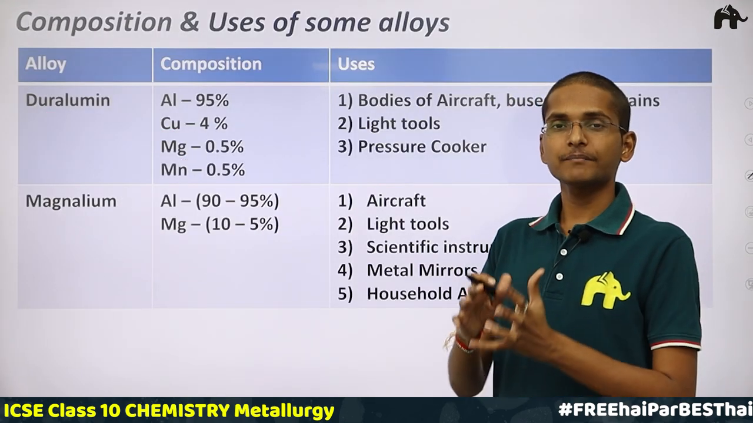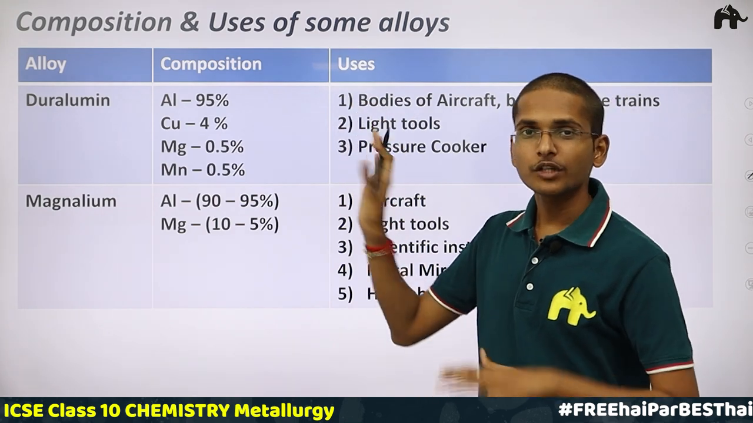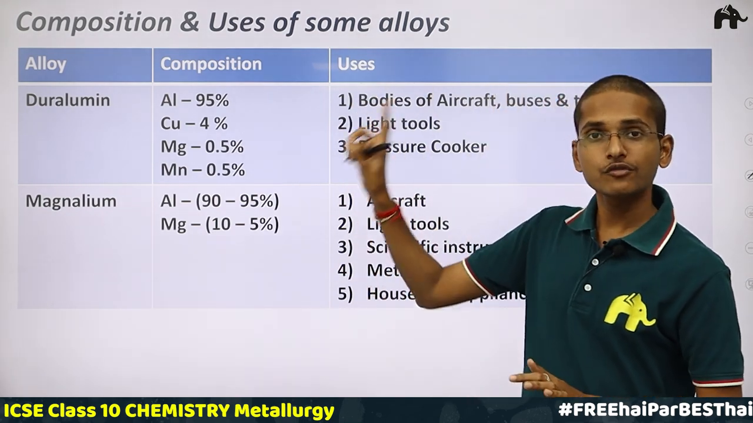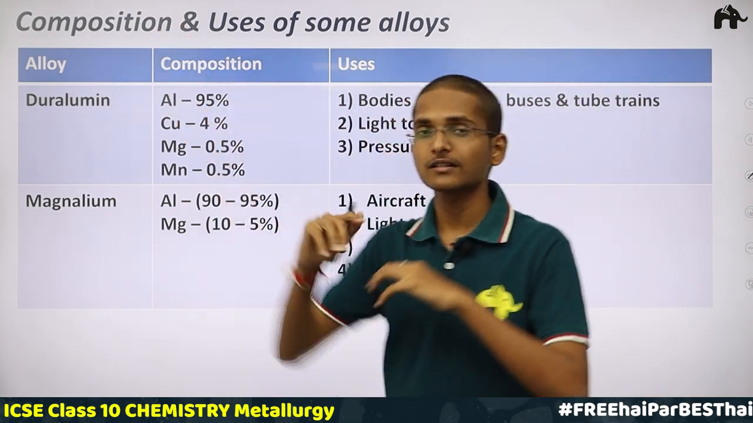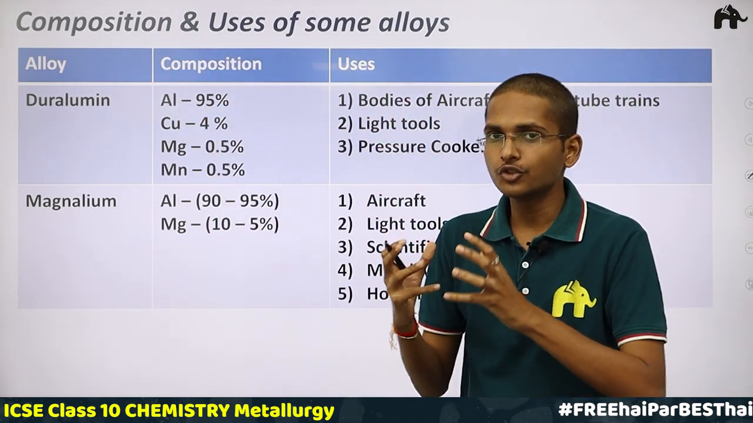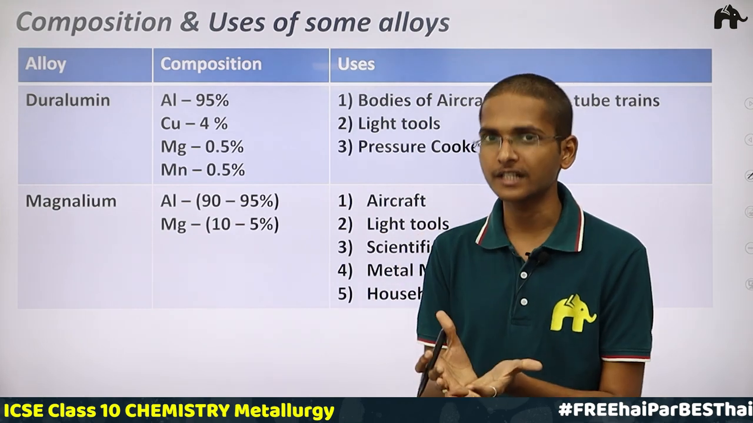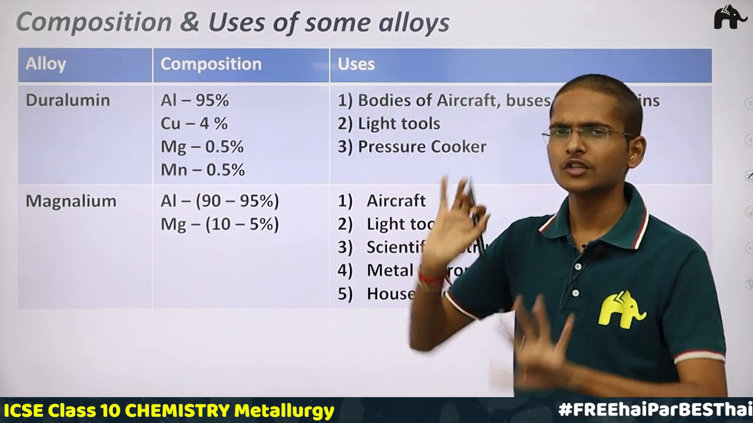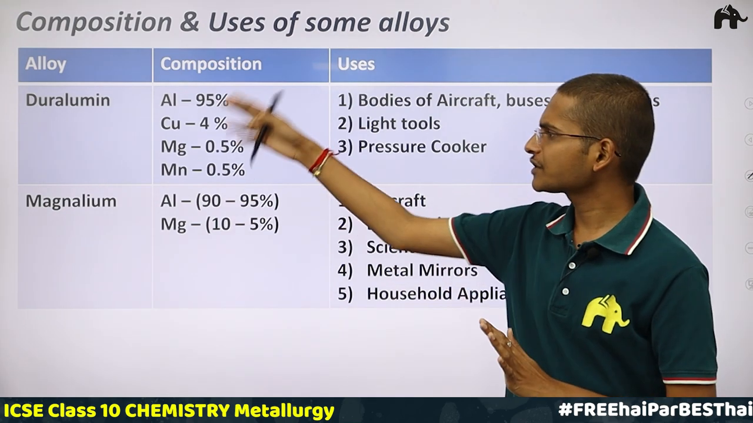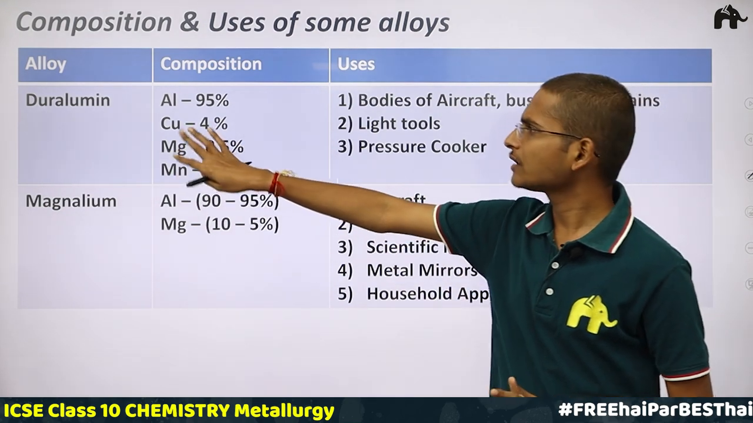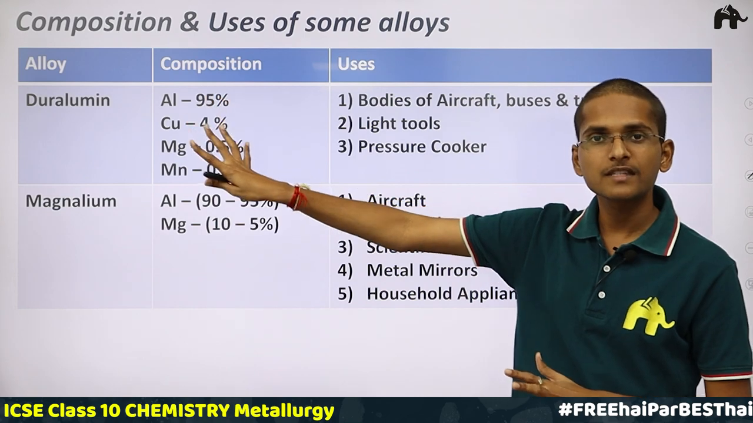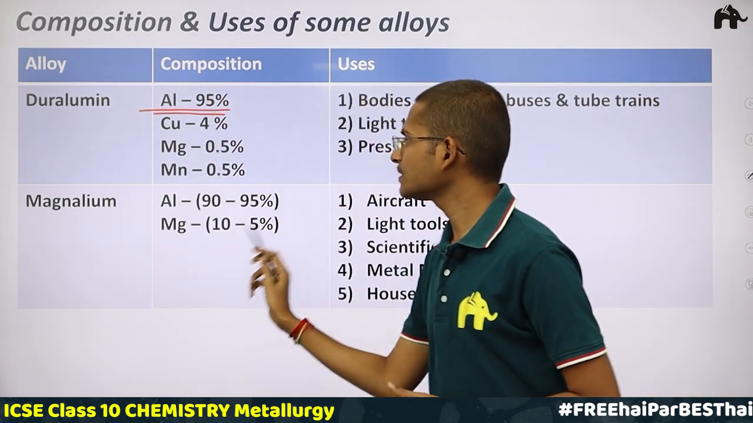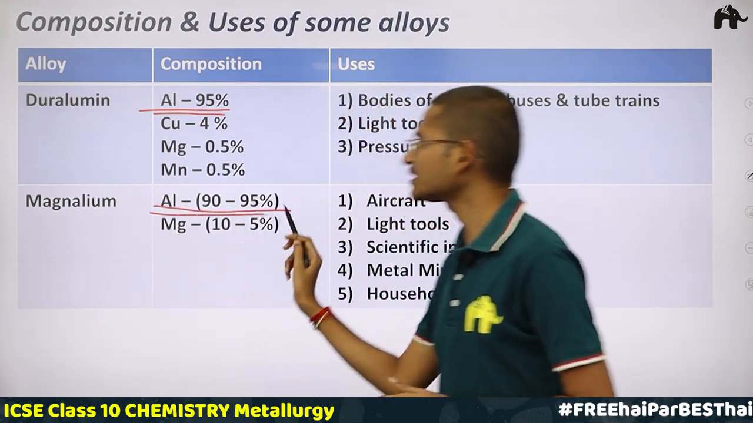Now let's see some examples of alloys which we have to study in our syllabus. We have to study their composition, that is, which metals are used to make that alloy and in what percentage, and their uses also, of some alloys. So we are going to study six alloys. First we are going to study the alloys of aluminium. Aluminium is the principal metal here, because aluminium is the maximum in percentage in both these alloys.